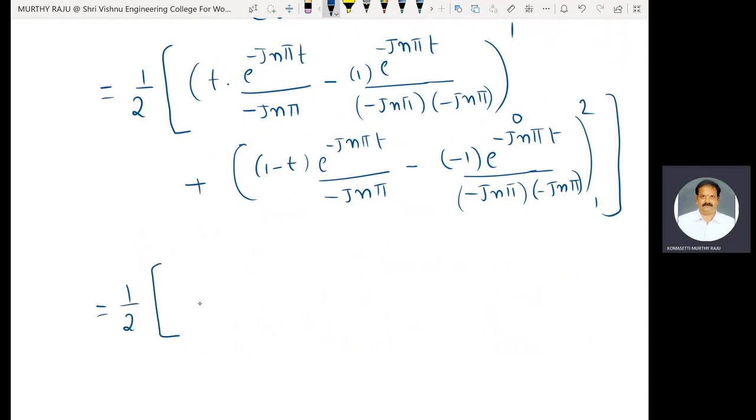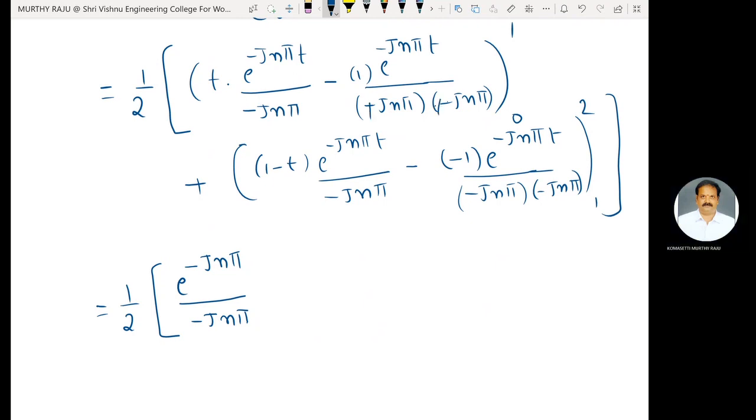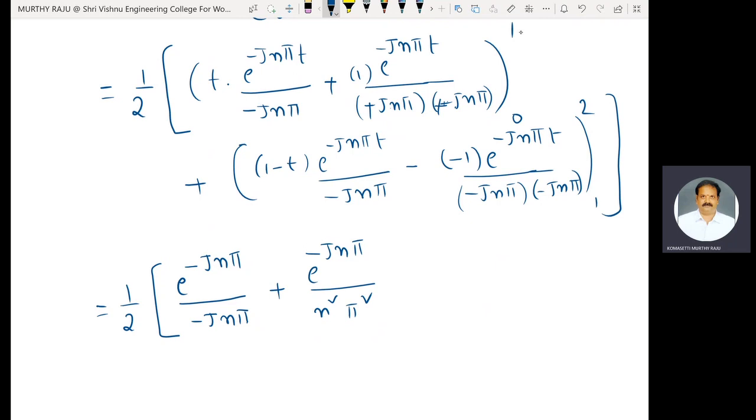1 is substituted here, t is equal to 1. The minus sign is there, e power minus j n pi, t is 1, the upper limit. Minus j n pi: minus into minus is plus, j into j square is minus 1, minus into minus is plus. That is plus, here 1 is substituted, e power minus j n pi by n pi into n pi, n square pi square. Therefore the upper limit is okay.